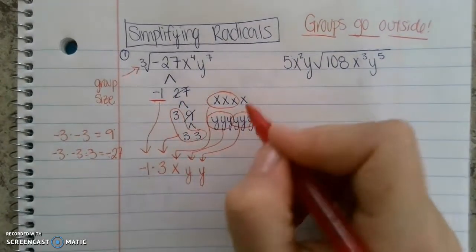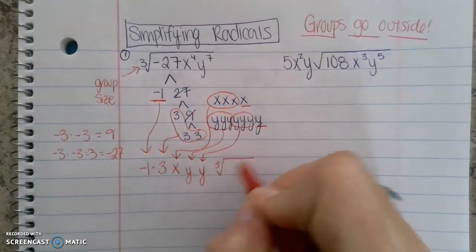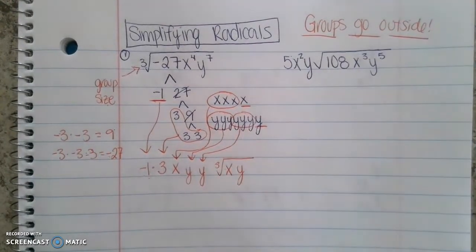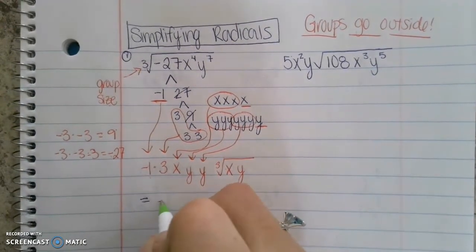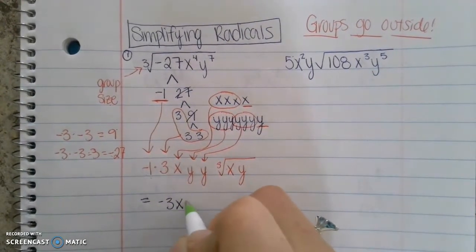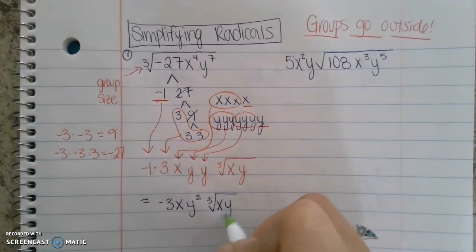All right, take a look at our leftover pieces. We have an x and a y left over, so the cube root of xy is going to be left over. So when we simplify this, we have -3xy squared cube root of xy.